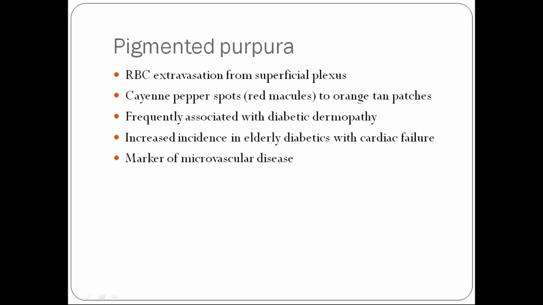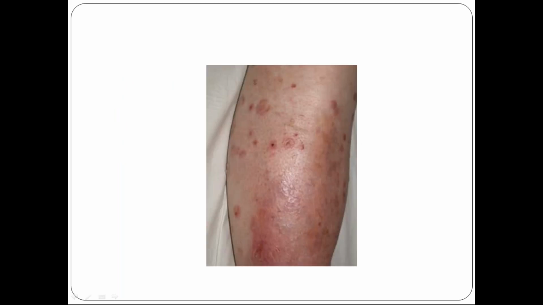Unpigmented purpura. Next, RBC extravasation from the superficial plexus of blood vessels. You will see shiny pepper-like spots, that is red macules, to orange-tan patches. So the lesions range from macules to patches, and are frequently associated with diabetic dermopathy. And also there is increased incidence in, again, the elderly and those with cardiac failure. And this is a marker of microvascular disease. So this is a picture of purpura.